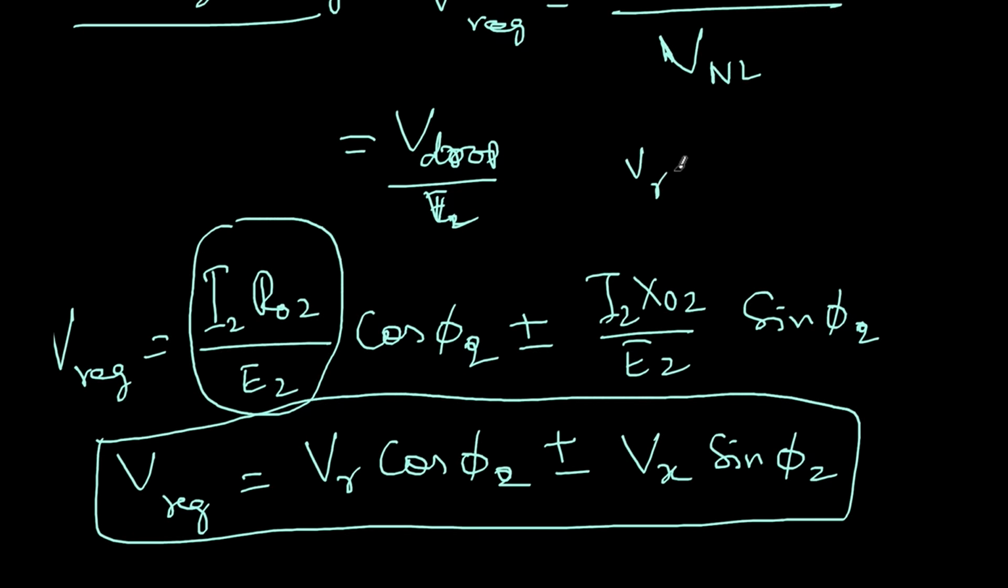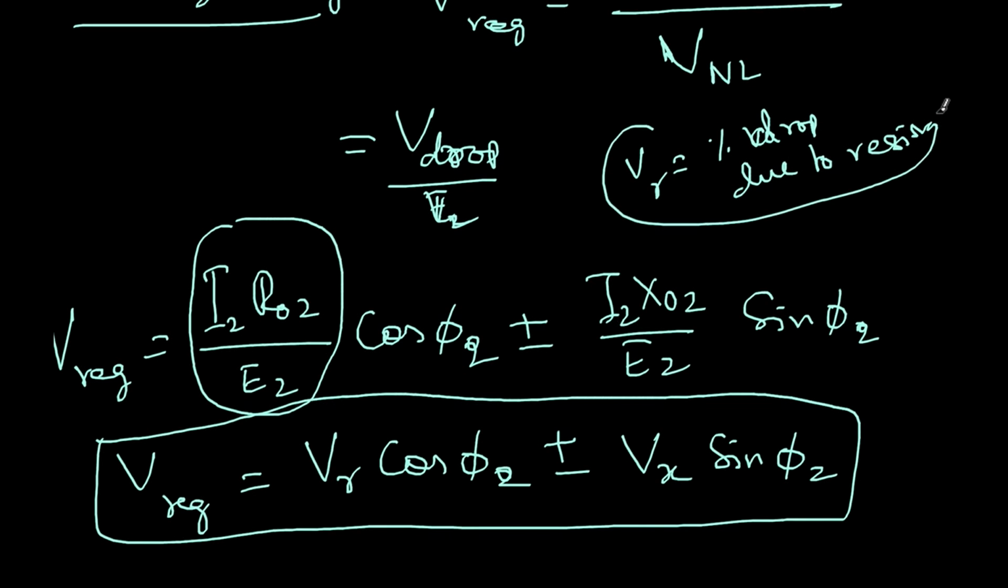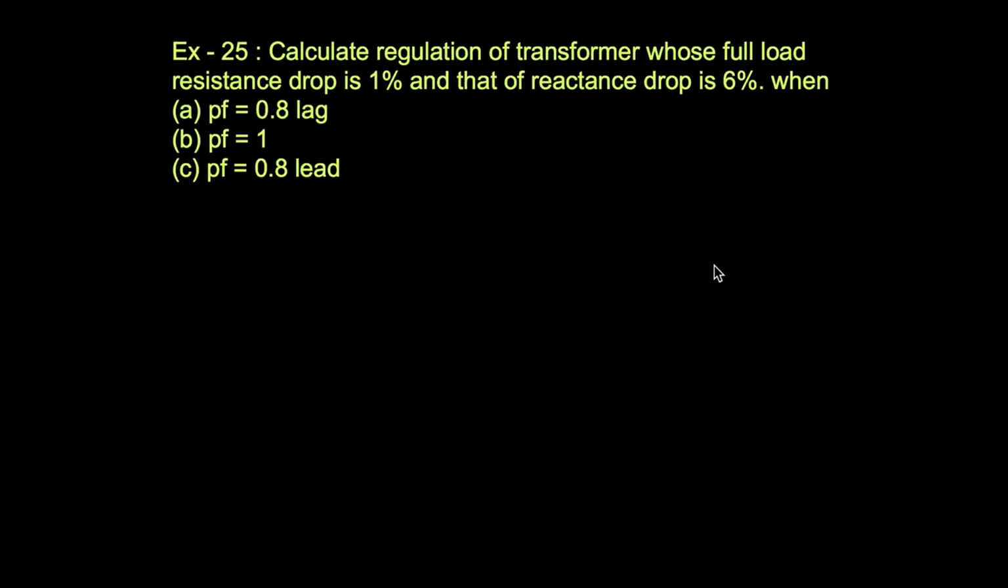So what is VR? VR is percentage drop due to resistance, from the combined resistance R naught 2. Similarly Vx. So with this formula I can do that. Based on this, we'll quickly solve one problem and you'll get a better understanding. So here is that formula. Here is that problem, example 25.